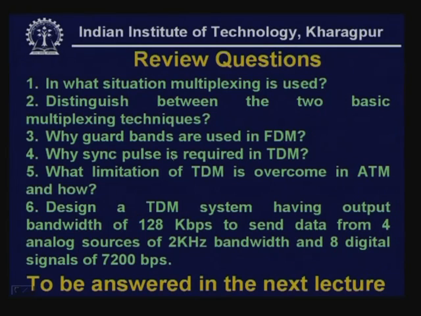First question is, in what situation multiplexing is used? Second question is, distinguish between the two basic multiplexing techniques. Third question is, why guard bands are used in frequency division multiplexing? Fourth question is, why synchronization pulse is required in time division multiplexing? Fifth question is, what limitation of time division multiplexing is overcome in asynchronous time division multiplexing and how?